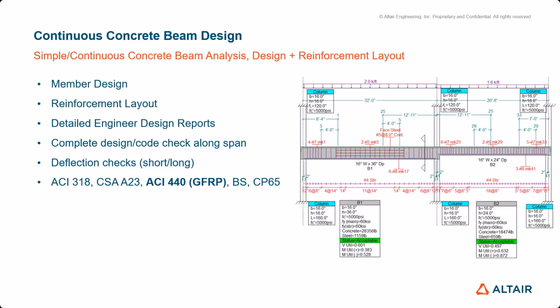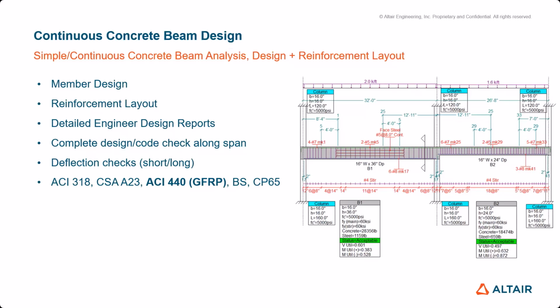And ultimately, what you're getting out of this is member design and reinforcement layouts and reports that document all that as well. So you're getting complete design and a code check along the span of the beam, accounting for reinforcement layouts, splicing, moment, and shear and torsion envelopes. And those reports that I mentioned earlier, they also include the full code details for all the controlling loads for each span of your beam. And it could be a simple supported beam, like you'll see in the next example, or it could be a multi-span beam like you see here.